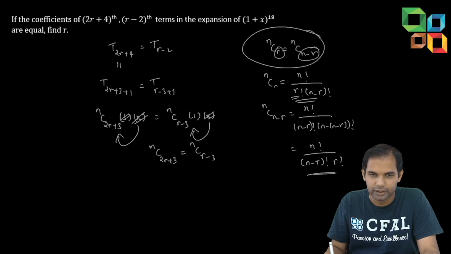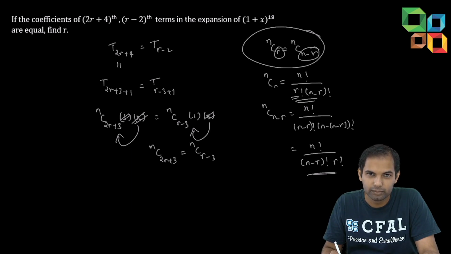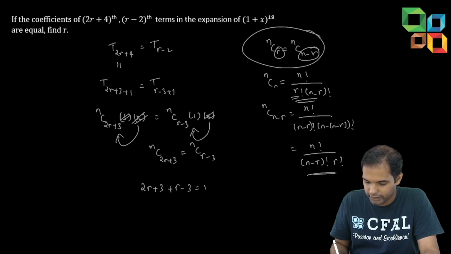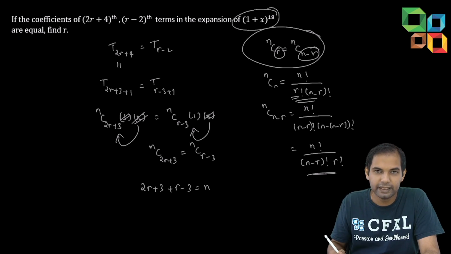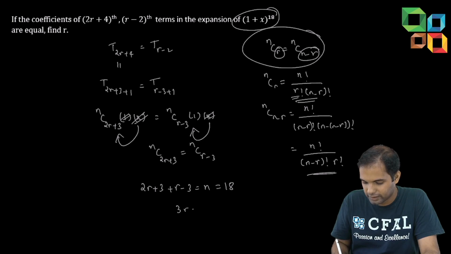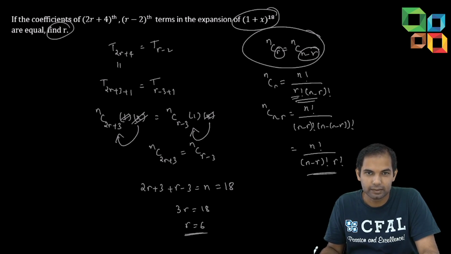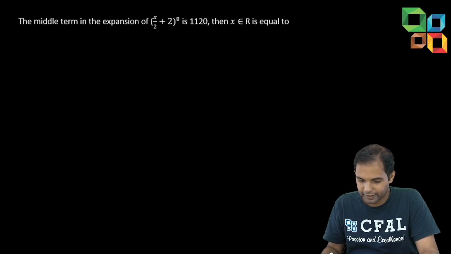Sum of these 2 numbers should be equal to n. Correct. That means 2r plus 3 plus r minus 3 should be equal to n. What is the n in this case? n is 18. So it should be equal to 18. So that means 3r should be 18. r should be equal to 6. So what do we need? We need r. So we got it, which is 6.